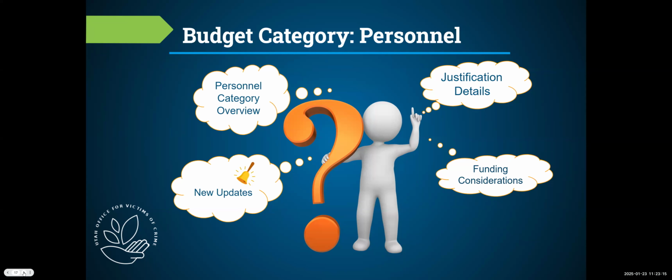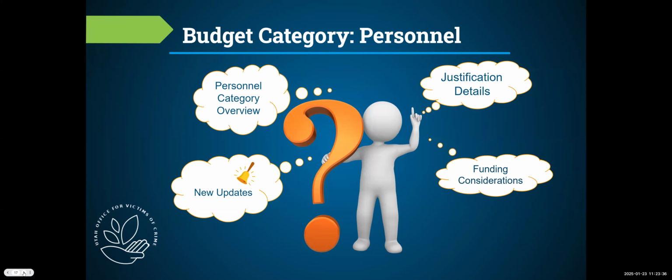Next, let's cover the justification. Each position you include needs a strong explanation in the justification box. Think about how that position ties directly to your program goals and why it's essential for providing services. Be clear, detailed, and connect it back to your program needs.